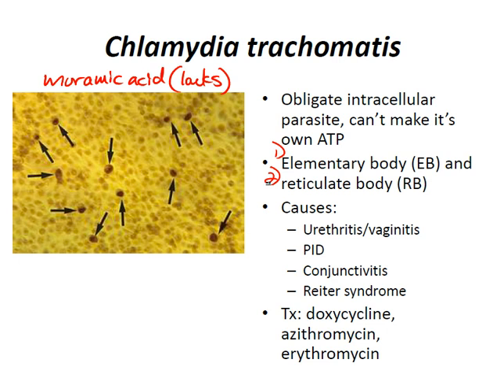Now, it can be asymptomatic, but it can cause urethritis and vaginitis, pelvic inflammatory disease, conjunctivitis, and Reiter's syndrome. Reiter's syndrome is conjunctivitis, uveitis, urethritis, and arthritis. So how do we treat it? Again, doxycycline and azithromycin or erythromycin, your macrolides.